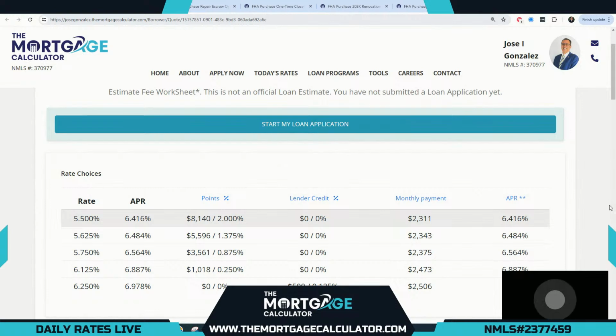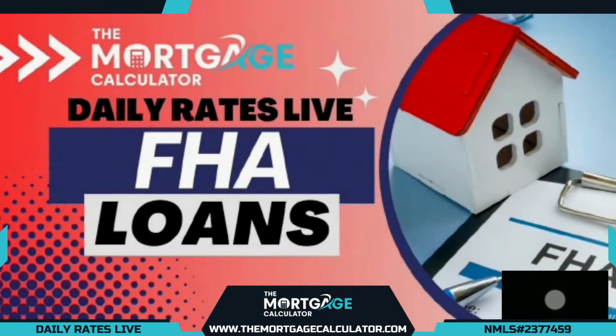So please do remember the mortgage calculator for all your FHA loans, as well as agency and non-QM and commercial.